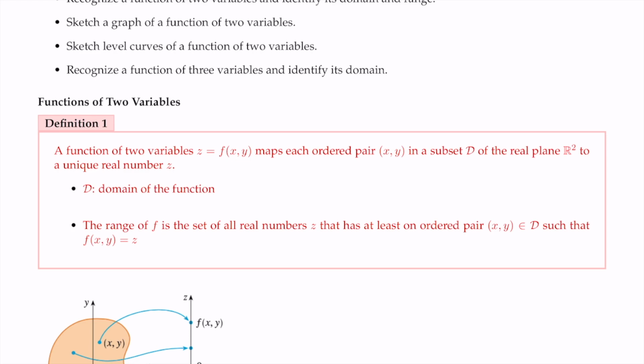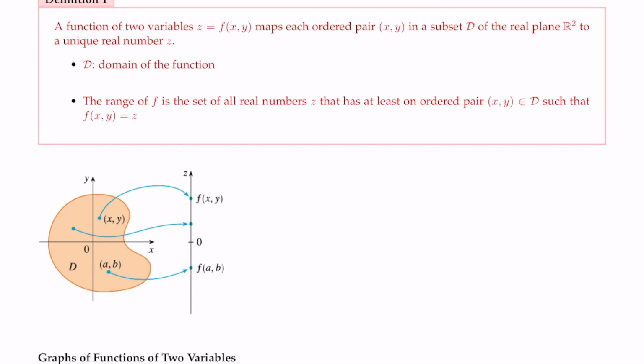A function of two variables, written in the form z equal to f of x, y, maps each ordered pair x, y in a subset D, which is the domain in this case, of the real plane R2 to a unique real number z. D in this case is the domain of the function, and the range of f is the set of all real numbers z that has at least an ordered pair x, y in D such that f of x, y equals z.